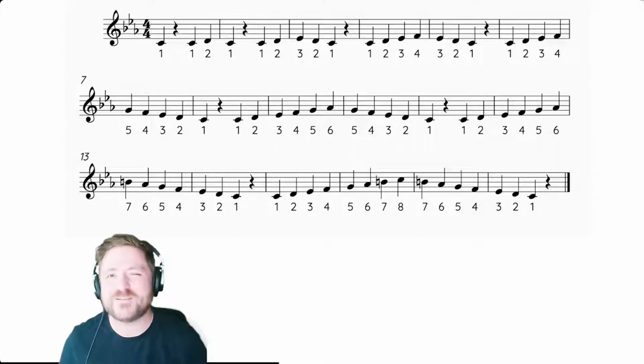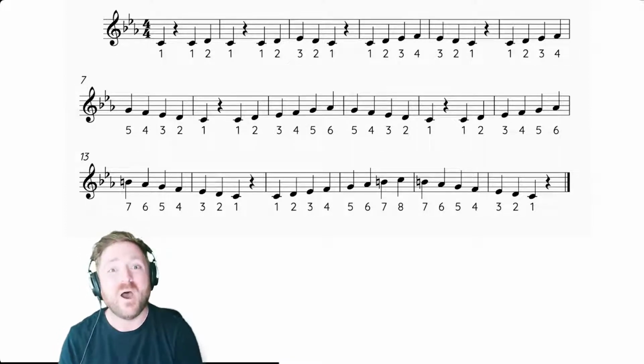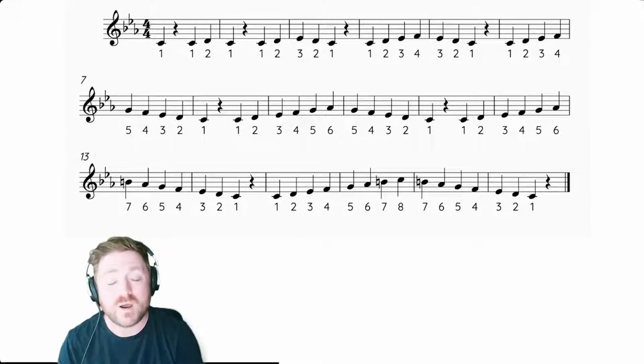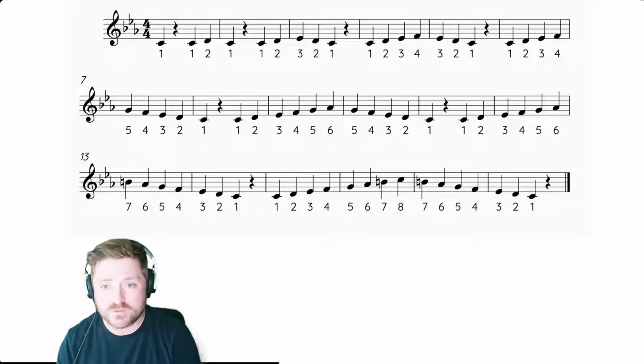So let's sing in the minor. Here we go. Ready? 1, 1, 2, 1. 1, 2, 3, 2, 1. 1, 2, 3, 4, 3, 2, 1. 1, 2, 3, 4, 5, 4, 3, 2, 1. Continuing up to 1, 2, 3, 4, 5, 6, 7, 8, 7, 6, 5, 4, 3, 2, 1.